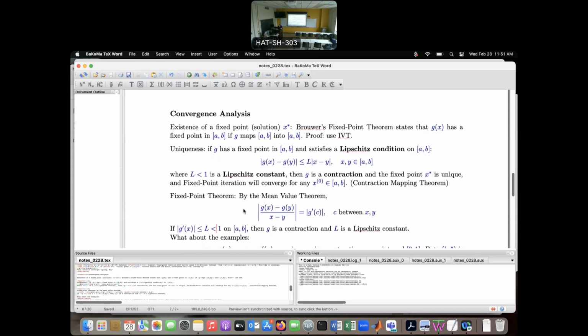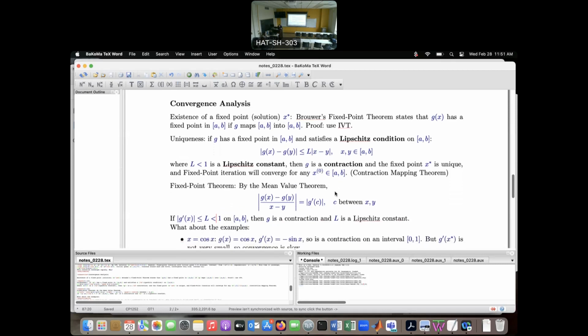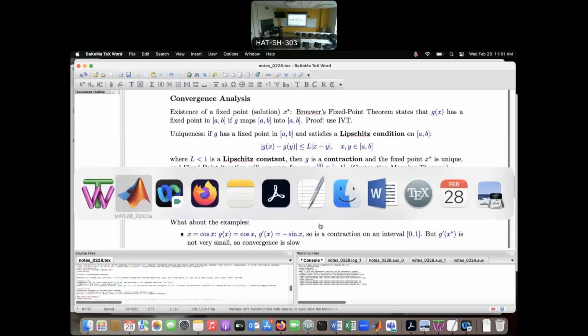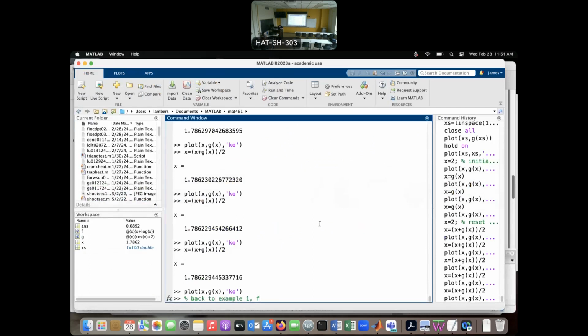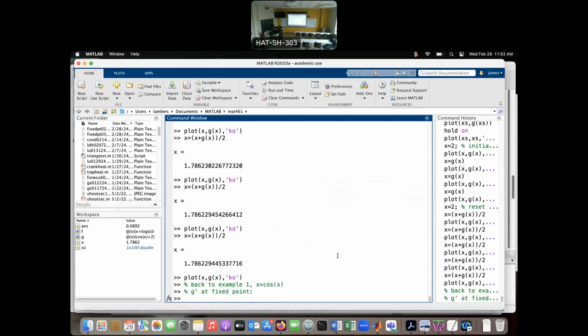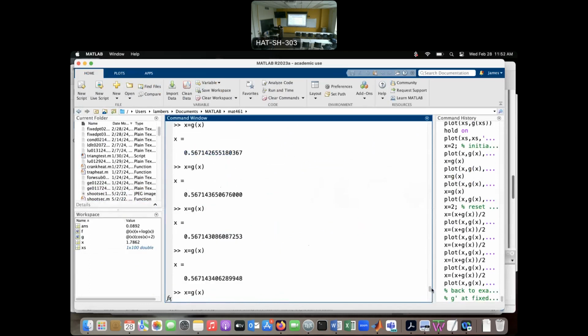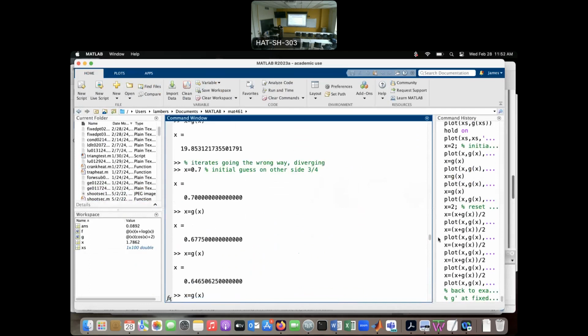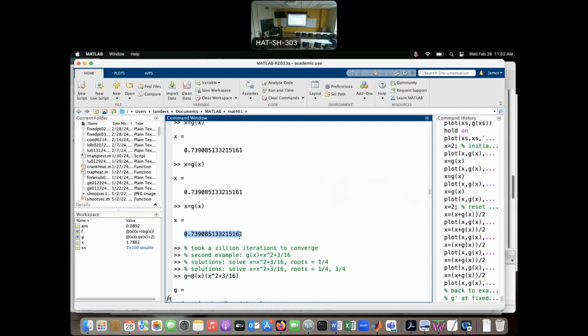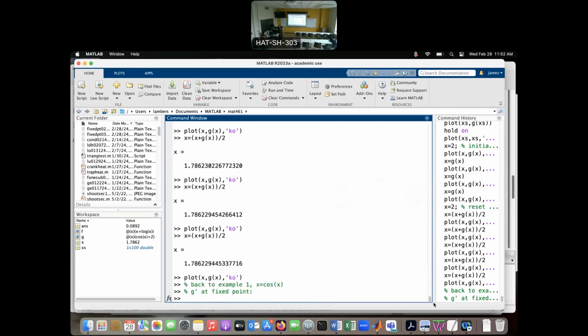So now what I can do is revisit the examples armed with this information about convergence. For the first example, back to example 1, x equals cosine of x, g prime is minus sine of x. I evaluate g prime at the fixed point. Now I need to scroll back through here to retrieve that fixed point. Okay, here it is. What I can do is take the fixed point from x equals cosine x, and evaluate the derivative at it, and I want the absolute value.